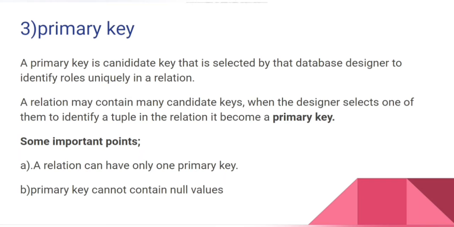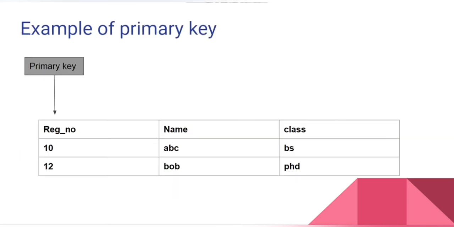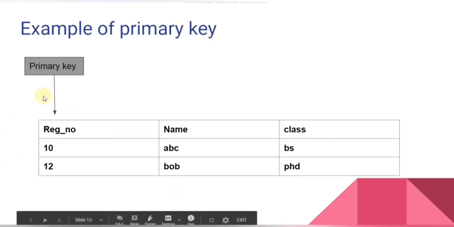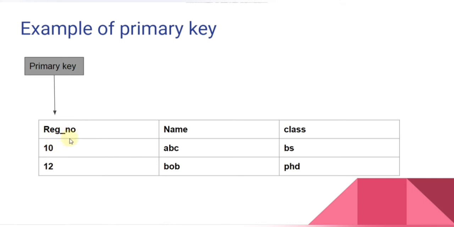Some important points: a relation can have only one primary key, and a primary key cannot contain null values. When they have null values, we cannot access the data; they must have some kind of values. Here is an example of primary key. We have the registration number, name, and class. We make registration number the primary key, so I can access the data with the help of the primary key. So you have different types of keys. You must know these concepts.